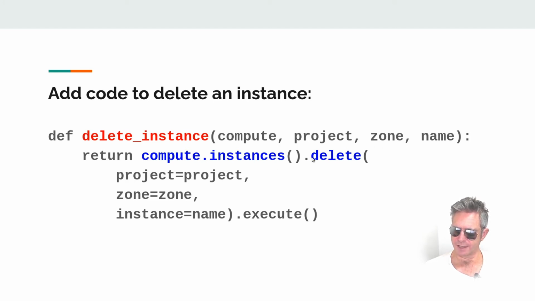Return compute instances delete, and then these three variables from there get put into 1, 2, 3 just here, and then executes the delete. So if you'd like to see some code, which is probably why you're here, let's go across and look at the code.